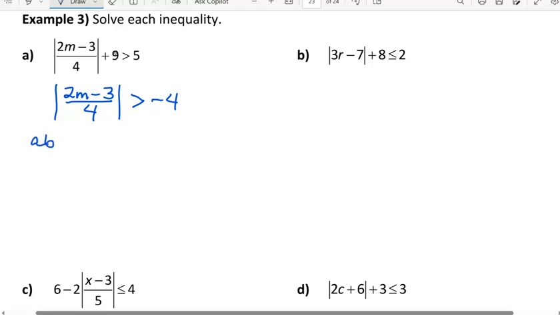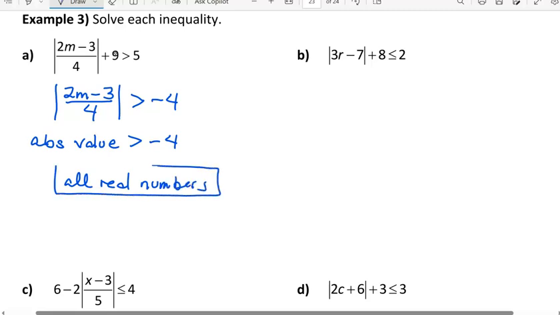So I'm going to think about this. An absolute value is greater than negative 4. An absolute value generally yields a positive number, except for when it yields 0. Now, a positive number is greater than negative 4. 0 is also greater than negative 4. So this statement will always be true for all real numbers. So all real numbers are solutions of this inequality.